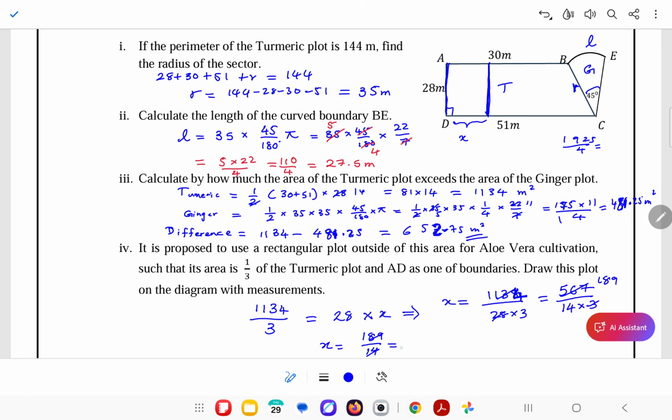So you get 27 over 2, right? Yes. So 13.5 meters. So you have to label this as 13.5 meters. So that's the rectangle for the aloe vera, 28 into 13.5, right?